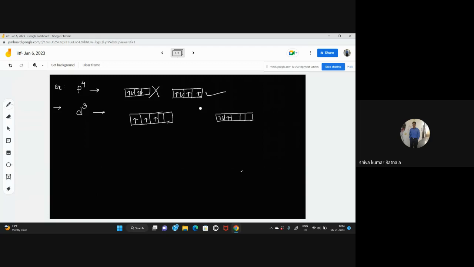Which one is correct? The first one is correct as per Hund's rule, right? Because in this one, we have paired the electrons. But what Hund's rule says is you need to fill all the orbitals by one electron each, and after that only you need to start pairing. Now see here there is a vacancy, but still we are pairing. That means this goes against Hund's rule.